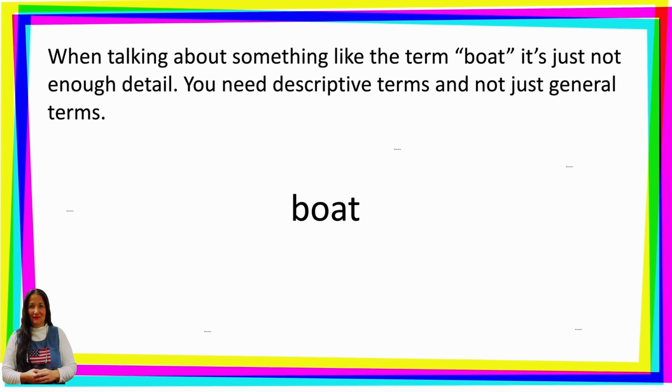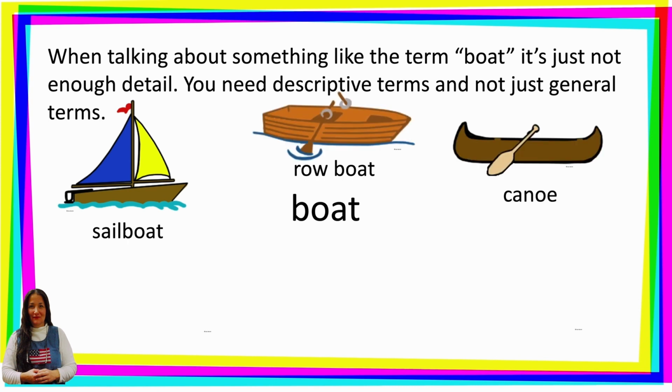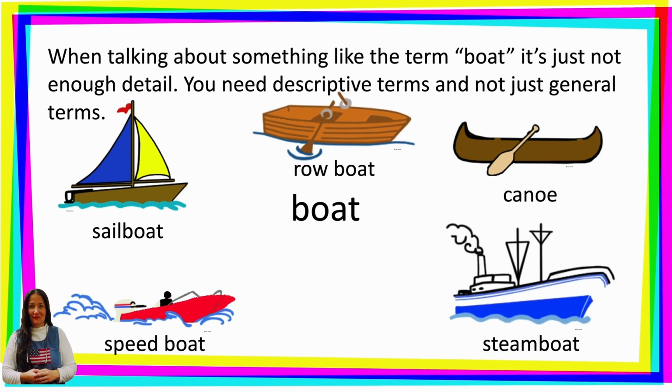When talking about something like the term boat, it's just not enough detail. You need descriptive terms and not just general terms. A sailboat? A rowboat, a canoe, a speedboat, a steamboat. These are examples of details of a type of boat. You need to describe the type of boat so the reader can see the details. Each boat is different than the other.